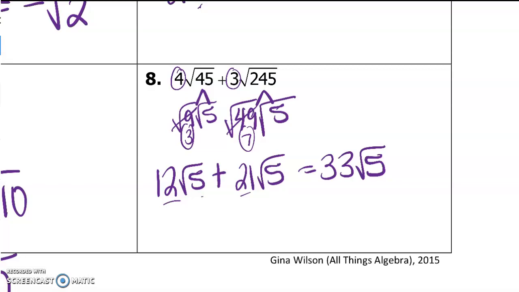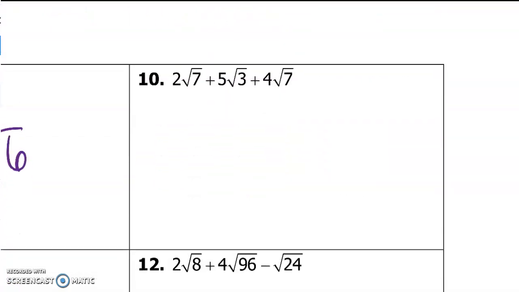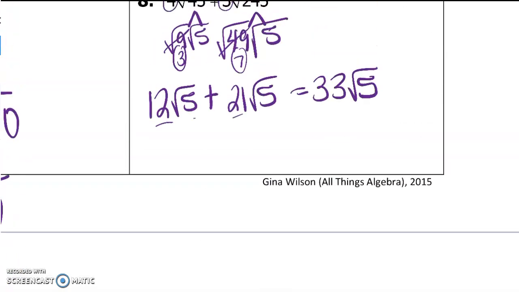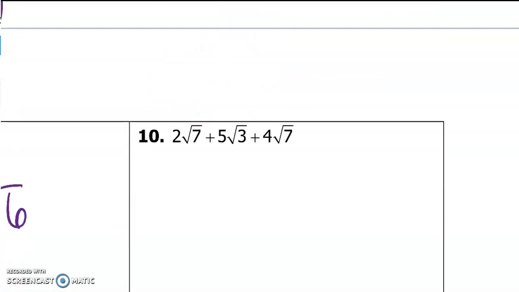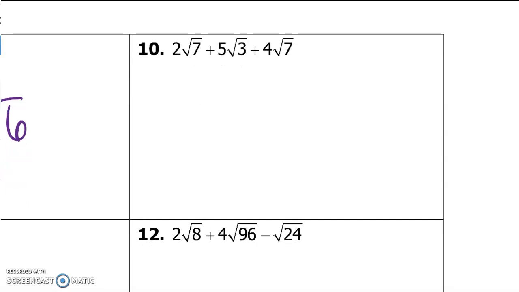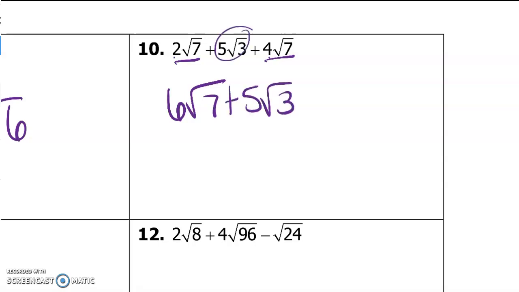On the back, we get into where there are more than 2 that are being added and subtracted. So unfortunately, they won't always match. So you can't do the little trick where since 5 went into that one, it has to go in the other one for these. For 10, this has a 7 and this has a 7. So those are the 2 we can put together. 2 plus 4 gives me 6 square root of 7, and then this just comes down, plus 5 square root of 3 for our final answer.